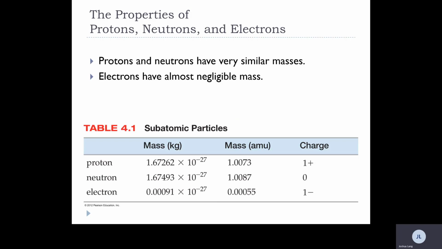Protons, again, have a positive charge. Neutrons have a zero charge, a neutral charge. Neutrons are slightly, but only slightly heavier than protons. Now take a look at electrons. How many electrons would it take to equal the mass of one proton? What do you think? Just give me a ballpark. You don't have to actually do the calculation.